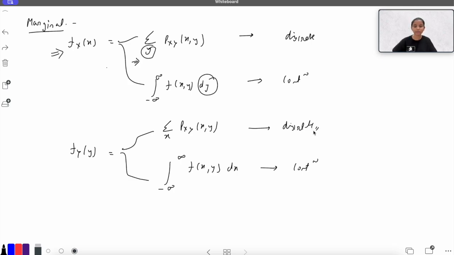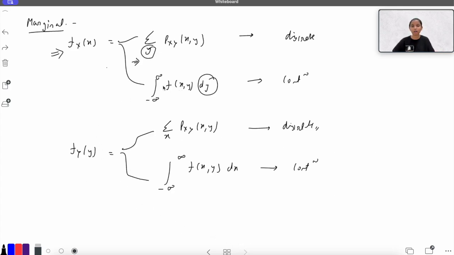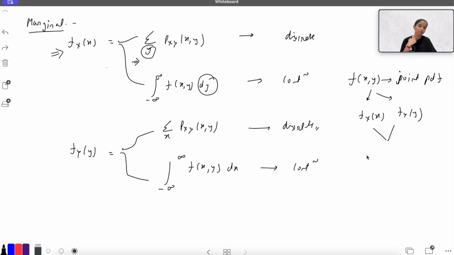Understood? Now similarly, these correspond to the joint PMF and marginal PMF. Similarly, we have talked about the joint PDF. f(x, y) is my joint PDF, and from this joint PDF we find our marginal PDFs, that are f_X(x) and f_Y(y). These are my marginal PDFs.